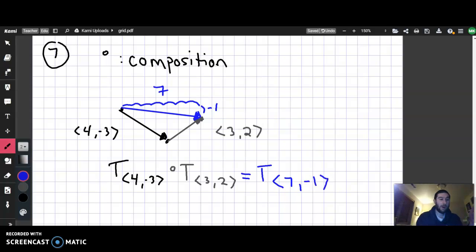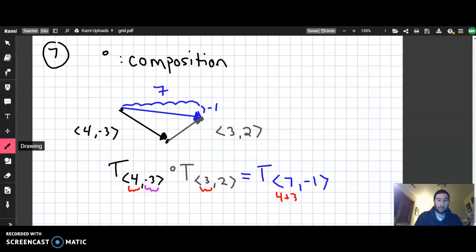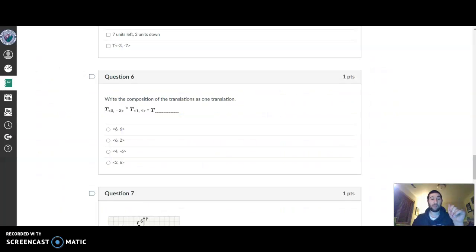And ladies and gentlemen, how can we actually tell that we went over 7 and down 1? If you notice, 4 plus 3 is our 7. I just added the x values. And then for the y values, negative 3 plus 2 is negative 1. So, ladies and gentlemen, what I just did is I modeled it in 2 different ways. You can either draw a picture or you can use some algebra. Either way will work excellently, perfectly, and still give you the answer you're looking for. So let's work out number 7 in earnest.